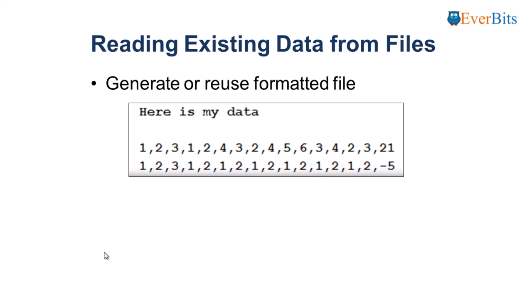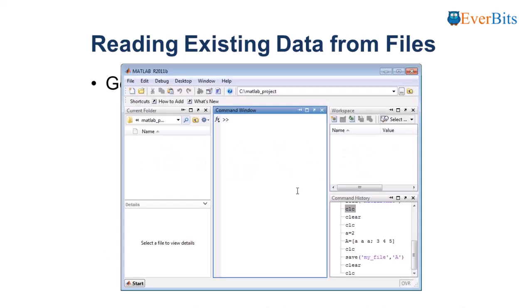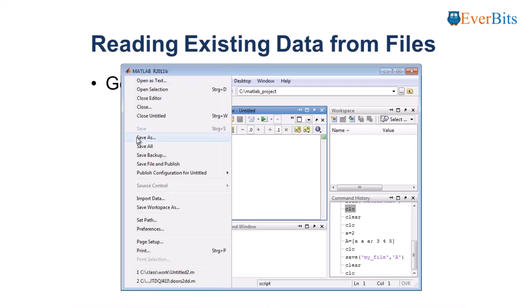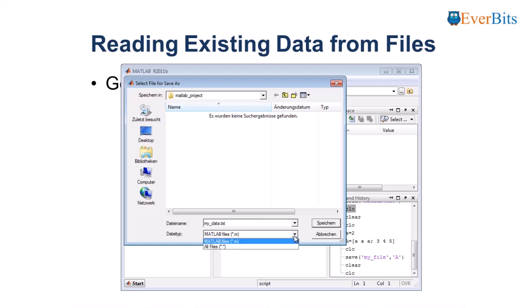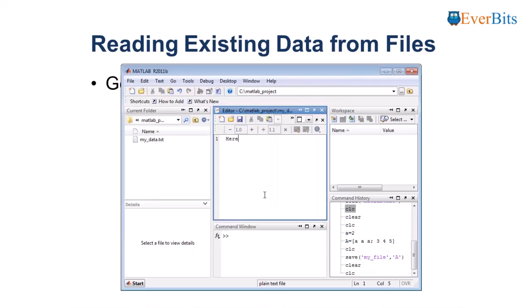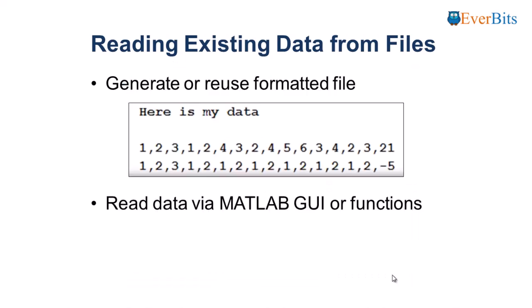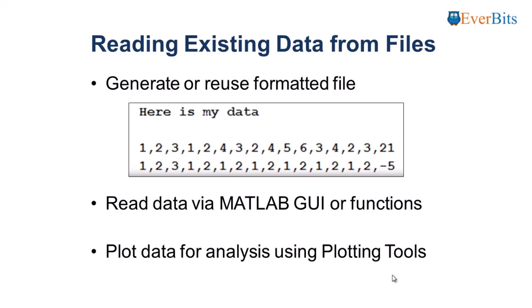We do not have this text file available right now, so let's generate it. For generating a file, I can use the New Script button, which I can save as my data.txt and fill it with data. I can read that existing data via MATLAB graphical user interface or by using the MATLAB functions. And then I can plot the data for analysis by using the MATLAB plotting tools. You do not need any programming knowledge to do that.